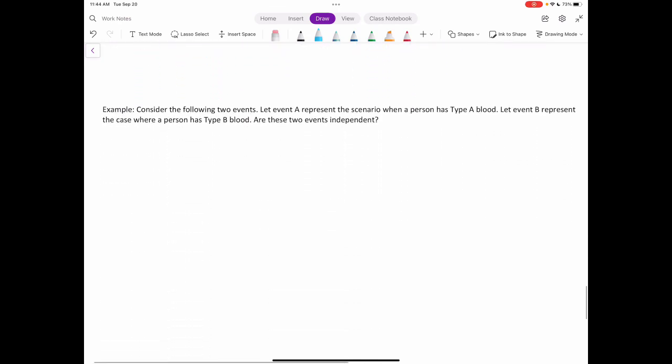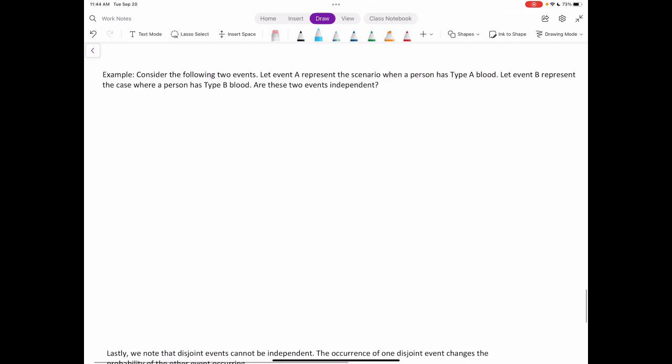All right, let's look at this example. Consider the following two events. Let's let A represent the scenario where a person has type A blood. And we're going to let event B represent the scenario where a person has type B blood. Okay? The question is, are these two events independent? Well, if I have type A blood, how does that affect your likelihood of having type B blood? It doesn't, right? And I'm sorry, I've probably left out something that we should know, but we're assuming that these people are not related or anything. Because I have type A blood, that has no impact on you having type B blood. Because of that, we say that these events are independent.